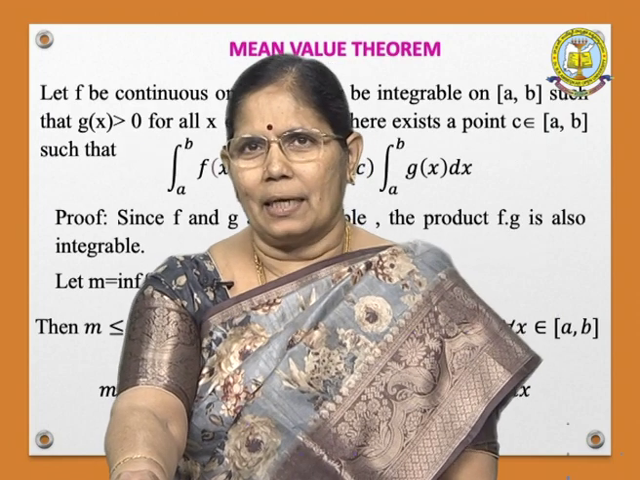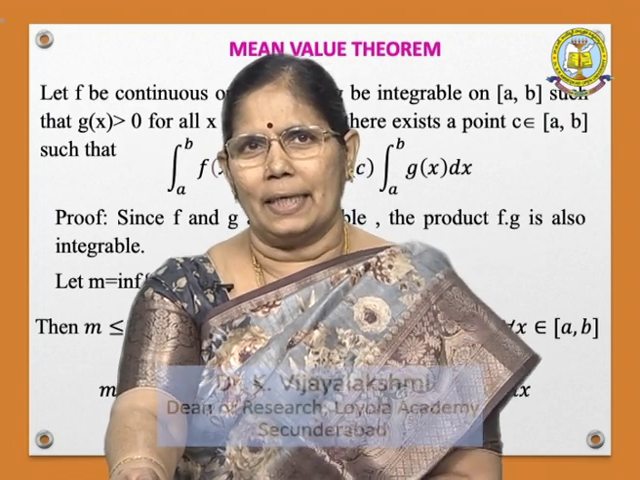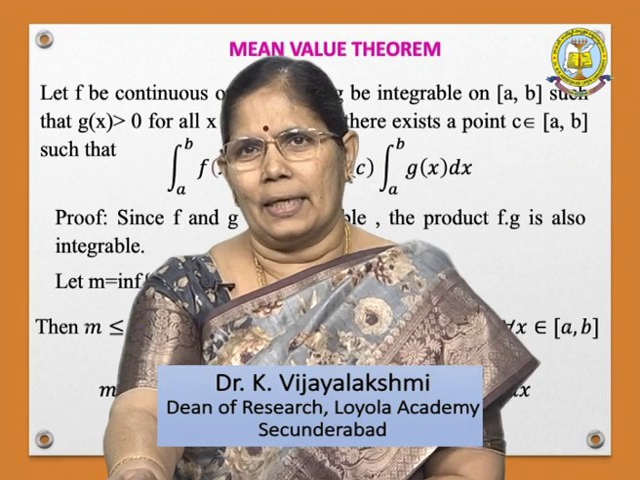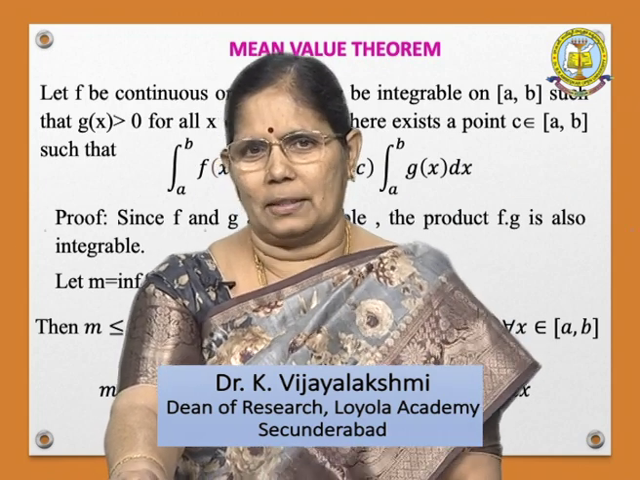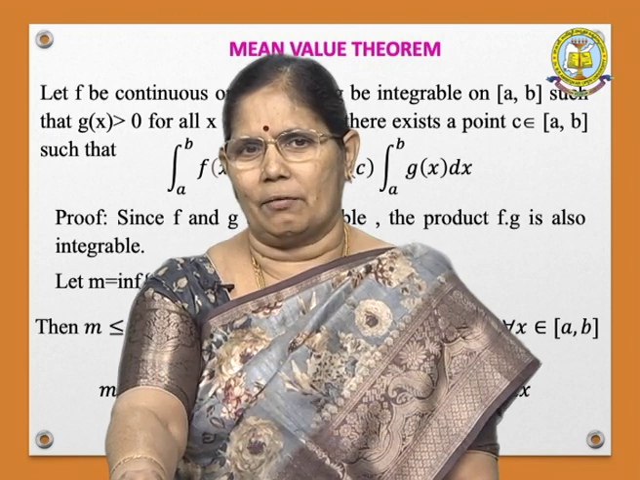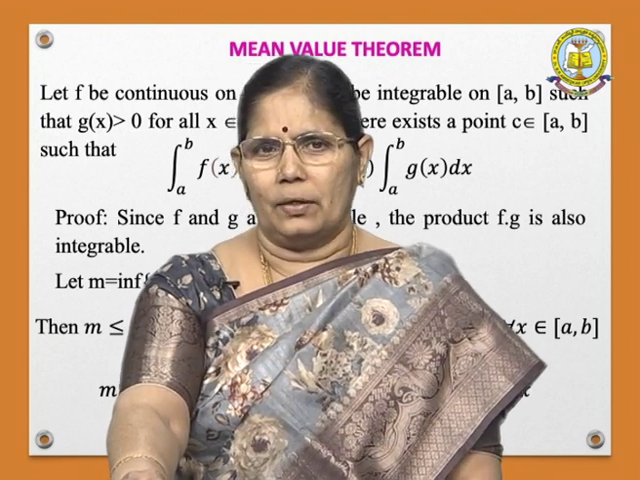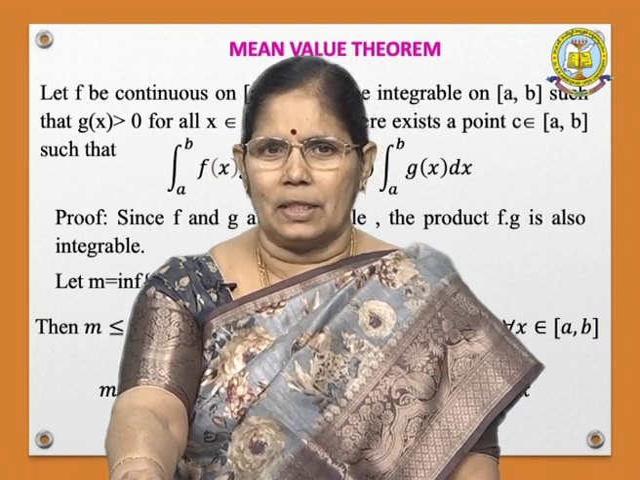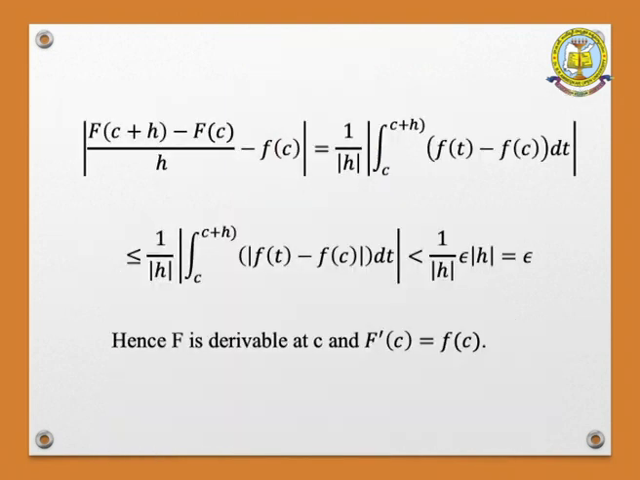We know that the modulus of the integral of f of x is less than or equal to the integral of the modulus. So, you have this is less than or equal to 1 by mod h into integral c to c plus h of mod f of t minus f of c dt, which is less than 1 by mod h into epsilon into mod h, which is epsilon. So, what does it follow? We have capital F is derivable at c and F dash c is equal to f of c.